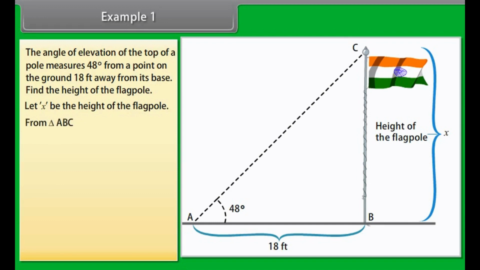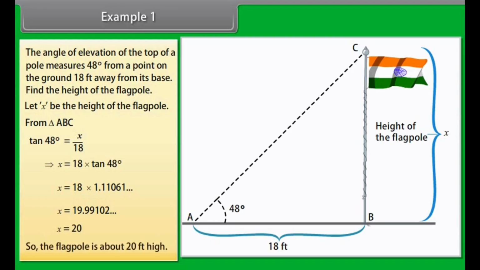From triangle ABC, tan 48 degrees is equal to x upon 18, which implies that x is equal to 18 into tan 48 degrees, which equals 18 into 1.11061 and so on, which is equal to 19.99102 and so on, which equals approximately 20. So the flagpole is about 20 feet high.